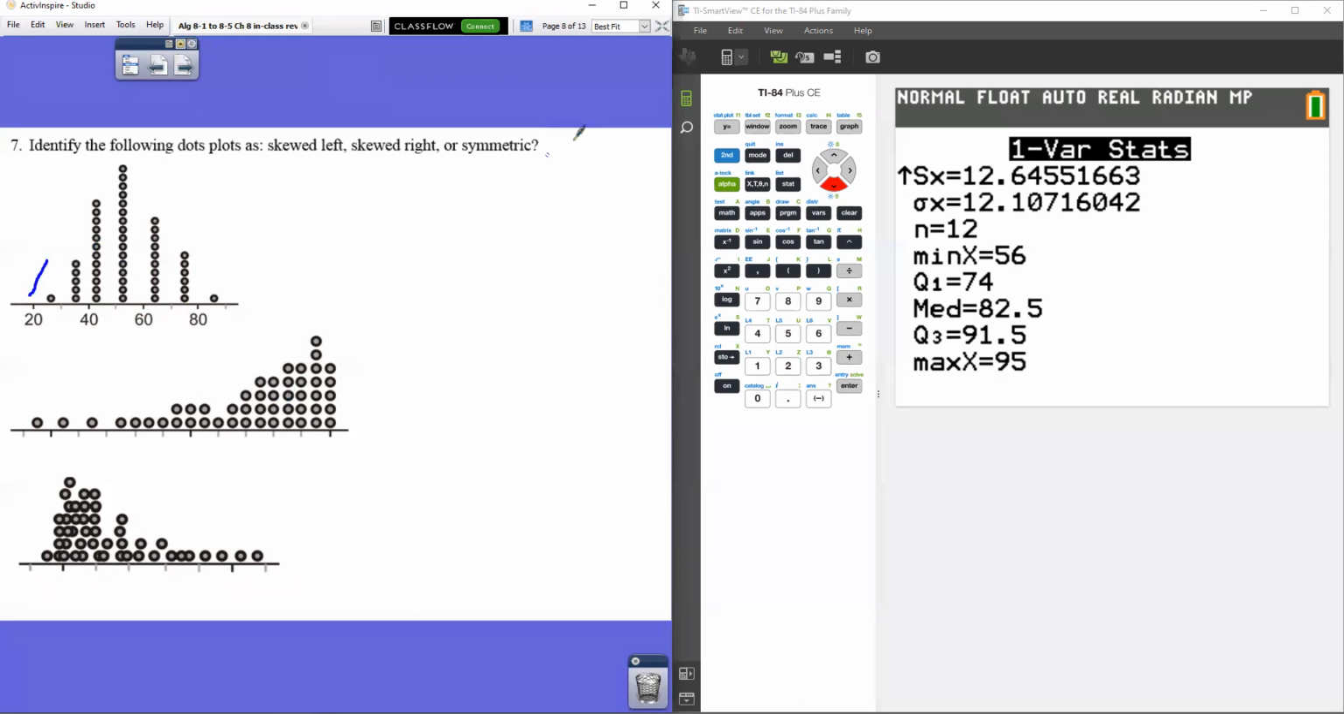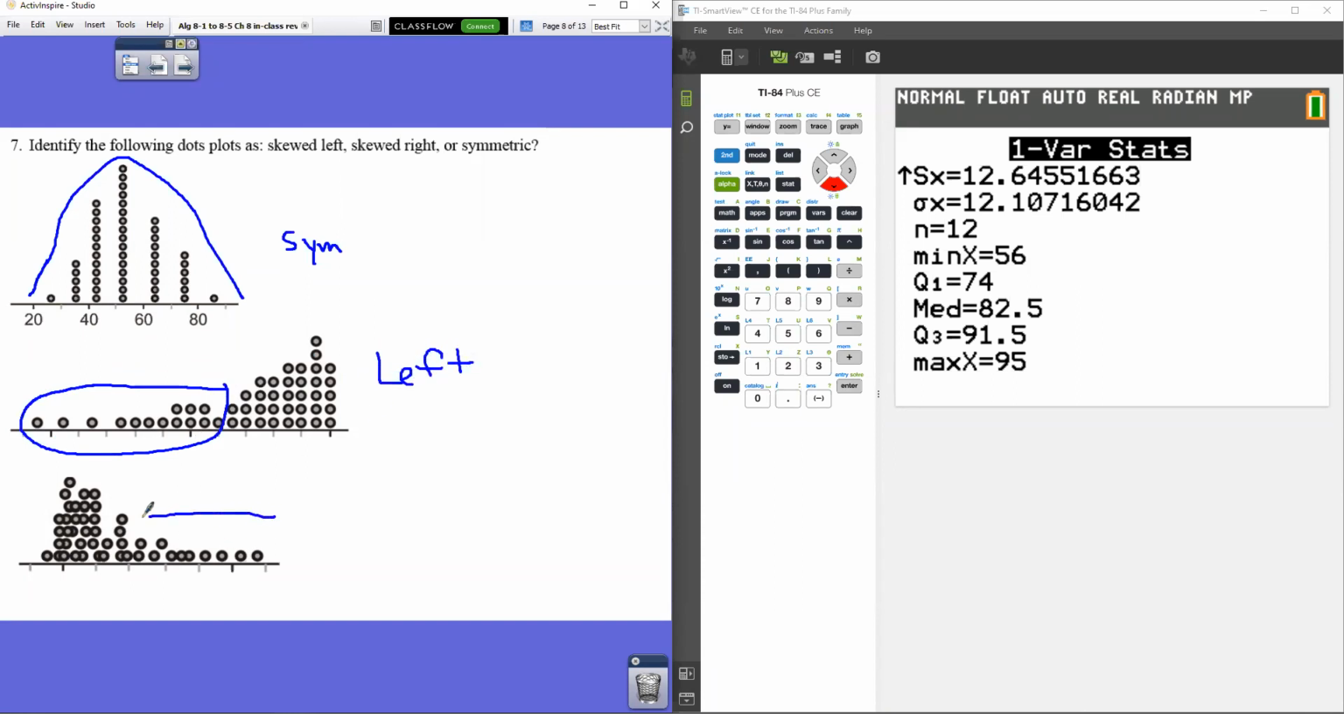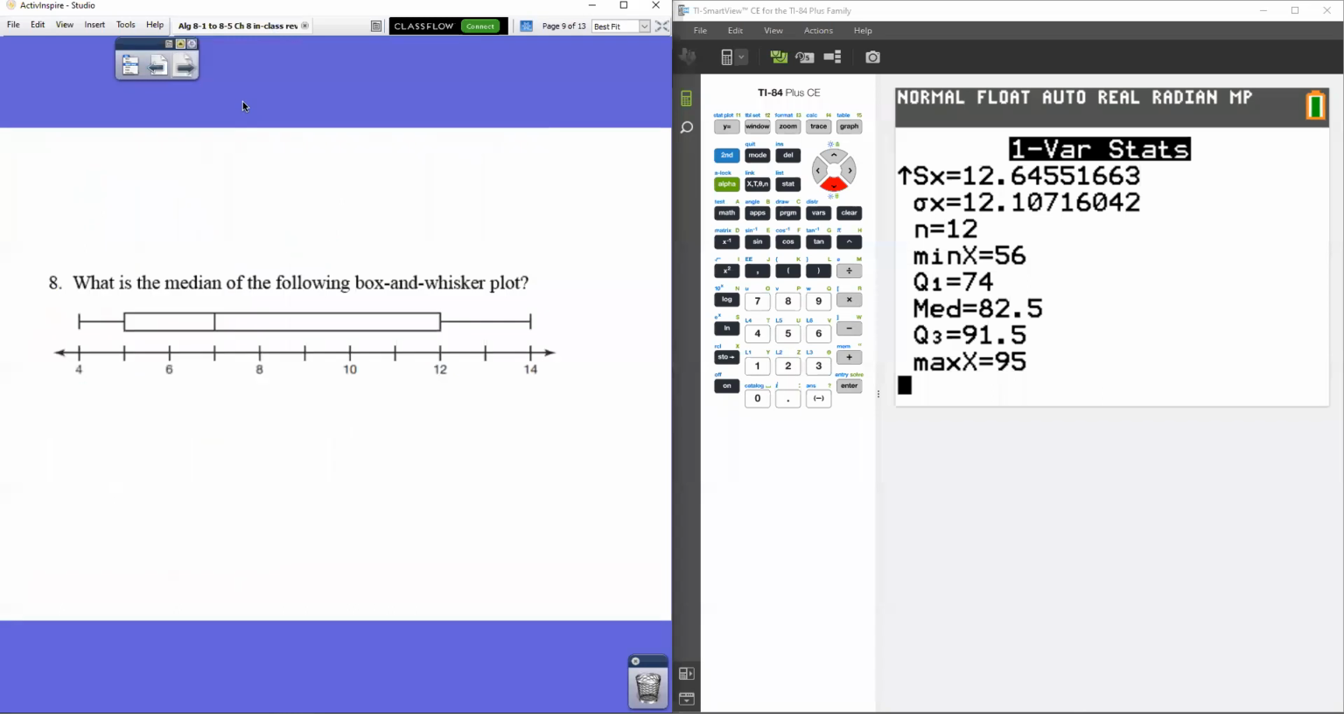In the first one, this goes up and down, so this is symmetric. In the middle one, the longer part is being stretched out over to the left, so this is skewed left. Over here, the longer part is being stretched out to the right, so this is skewed right. Again, you'll have some sort of question and it'll be multiple choice.